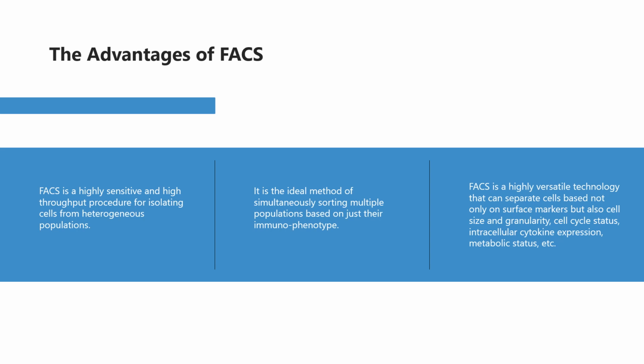With the ever-increasing sophistication of FACS instruments and analysis software, more and more applications are turning to FACS for analyzing as well as isolating various cell types. 1. FACS is a highly sensitive and high-throughput procedure for isolating cells from heterogeneous populations. 2. It is the ideal method of simultaneously sorting multiple populations based on just their immunophenotype. 3. FACS is a highly versatile technology that can separate cells based not only on surface markers but also cell size and granularity, cell cycle status, intracellular cytokine expression, metabolic status, etc.